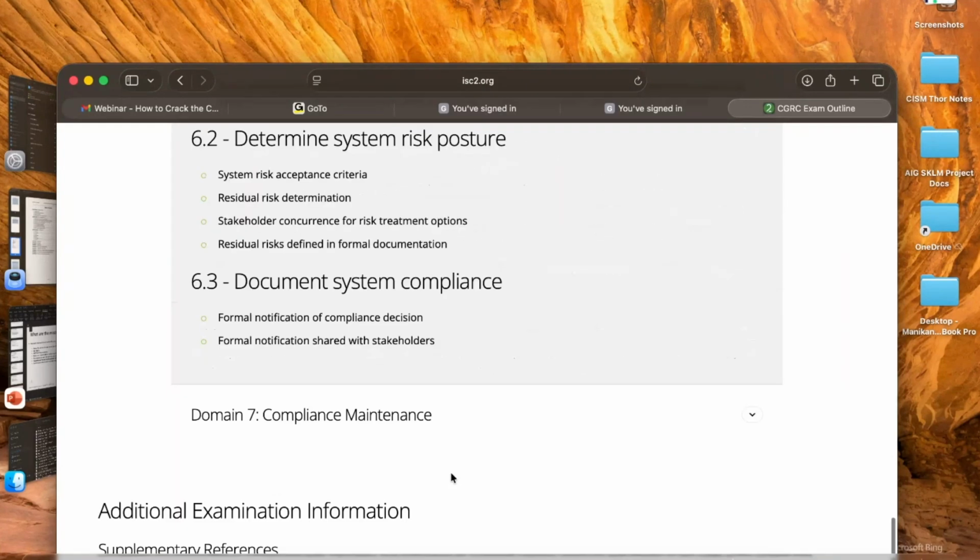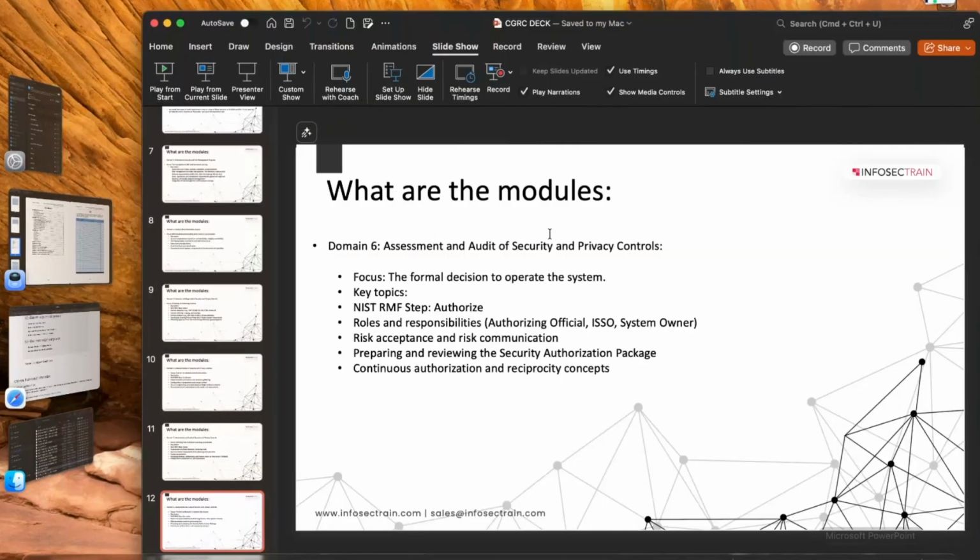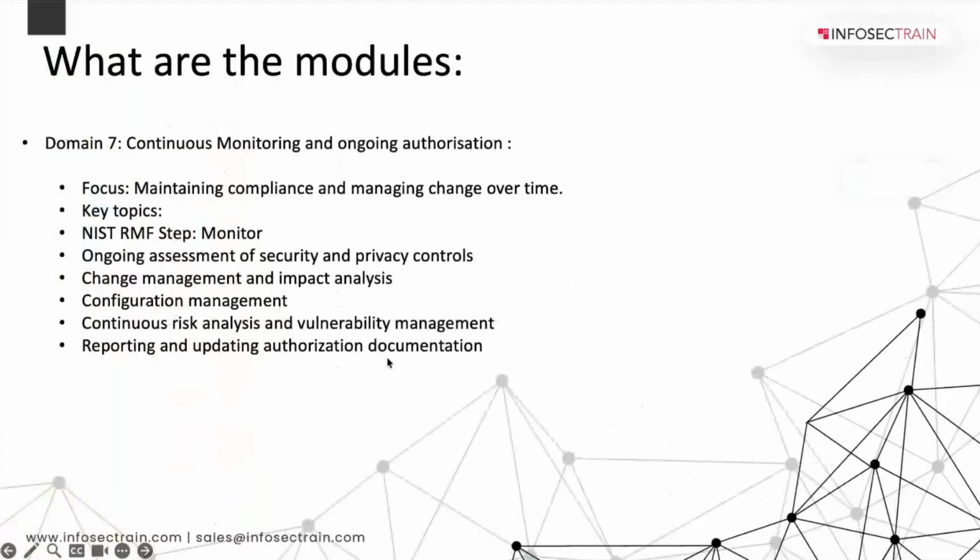So at this stage, you can say the system is ready to be implemented in the production environment. Now, the last domain which we have in the CGRC is continuous monitoring and ongoing authorization.